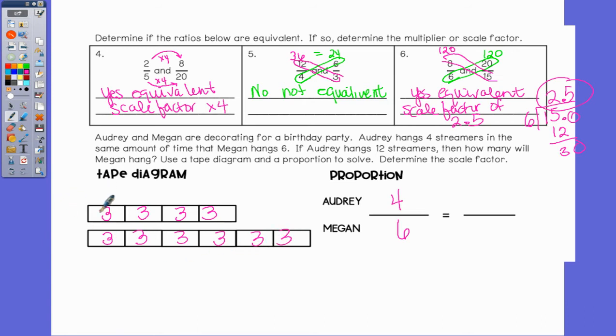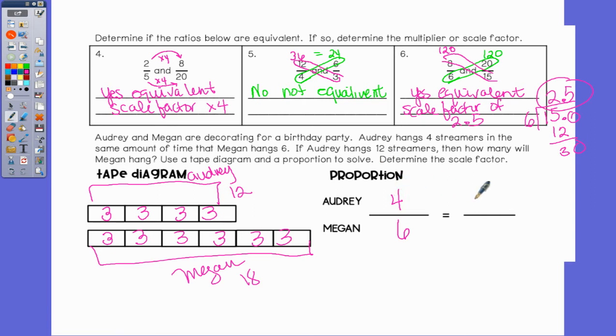So this is Audrey, and she hangs 12. And this is Megan, and she hangs 18. Let's see if that's true.